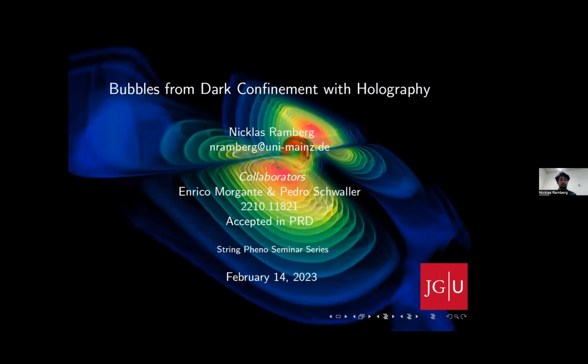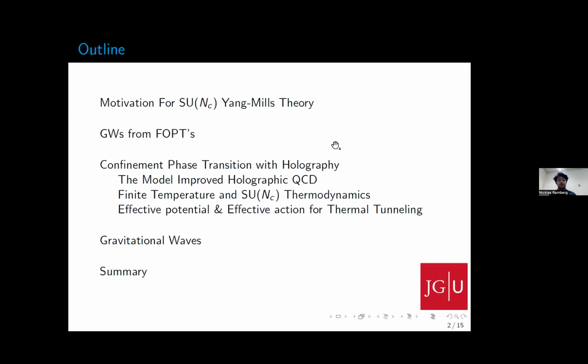And to set the stage, I would just like to first provide a brief outline of what I intend to talk about. First off, say a few words about why we intend to look at Yang-Mills theories. The phenomenology mainly concerning this work is going to be in regards to aspects of gravitational waves. So I would like to say a few words about how to think of gravitational waves generated from first order phase transitions. Also understanding the confinement phase transition with holography.